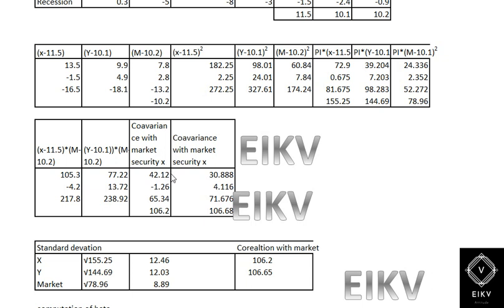For computing the covariance with the market, we need to multiply these by the probability. After multiplying with the probability, you will get the total covariance as 106.2 for X and 106.66 for Y.